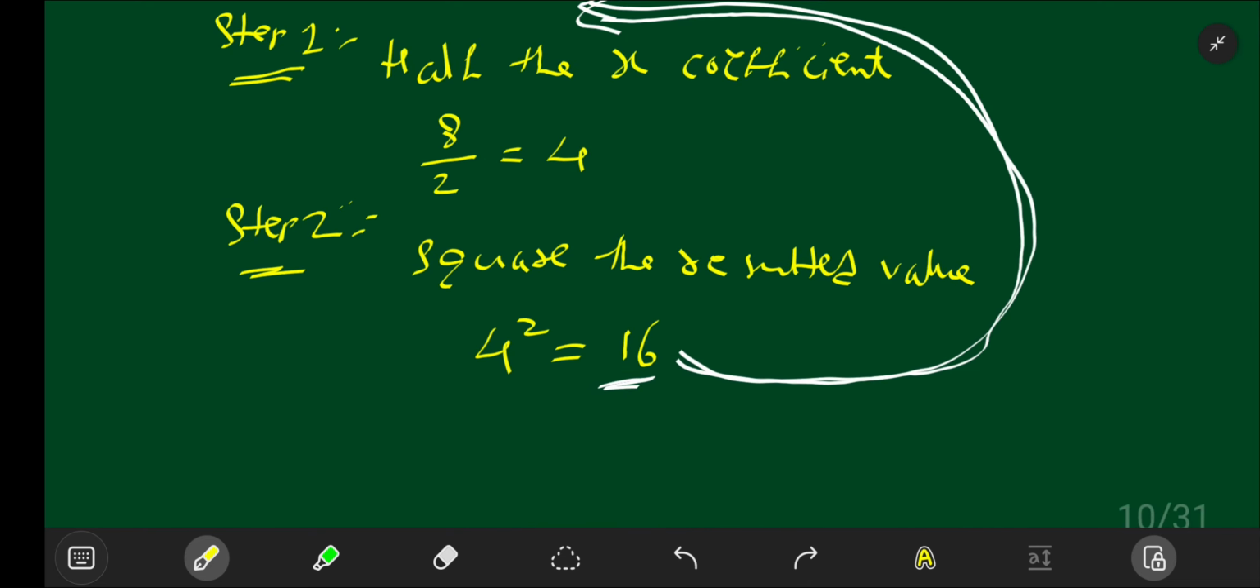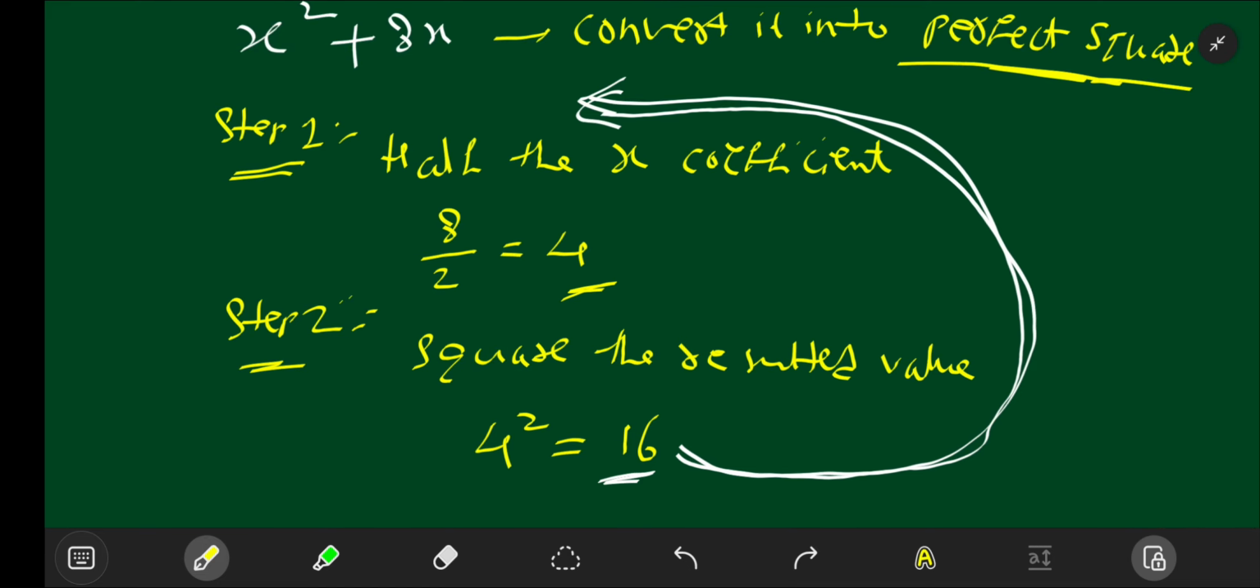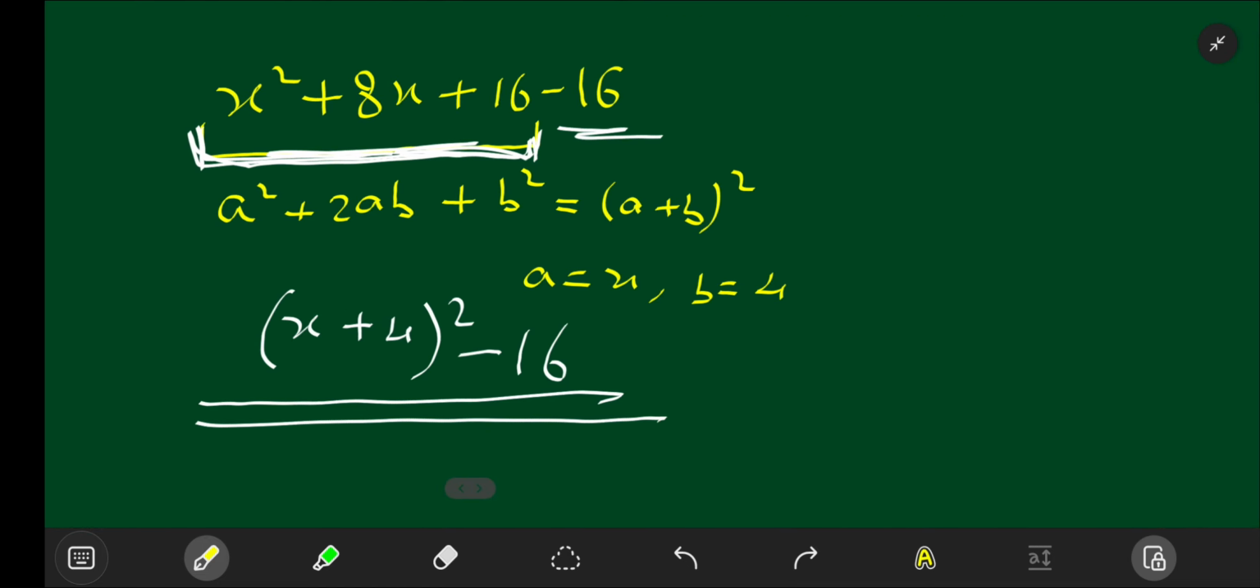Now in the second step, we have to square the 4. If we square it, we will get 16. This 16 we have to add and subtract from the given equation. The given equation is this one, x square minus 8x. But we have to add and subtract 16 from the given equation.